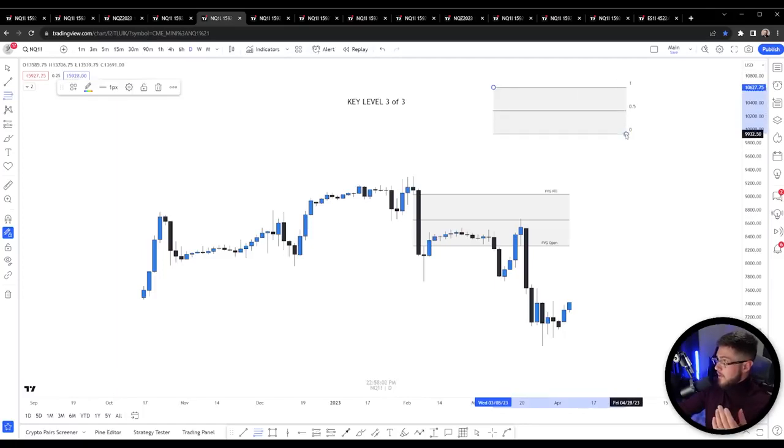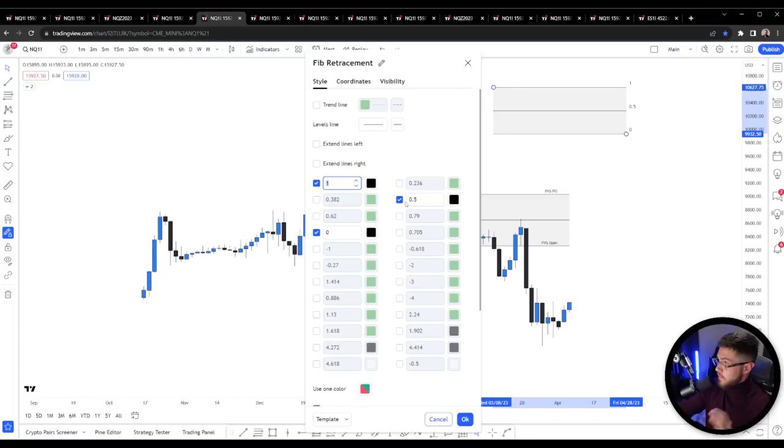Now, the midpoint can be found by using a fib tool. You go right up here to the left, and you need to have these settings right here. You can make whatever color you want, but 1, 0, and 0.5 are the settings you need.